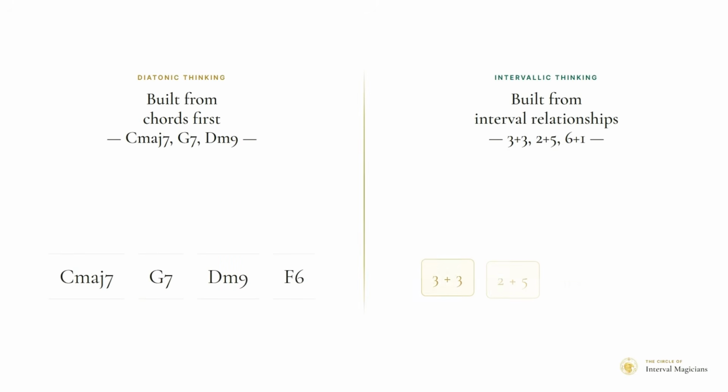On the diatonic side, we work with chords and chord labels, such as C major 7th or the G dominant 7th. On the intervallic side, we focus only on interval relationships. And those can fit valid chord structures, but they don't have to. So each of those vertical structures listed here has its own distinctive sound that feels unique and evokes a different emotion.